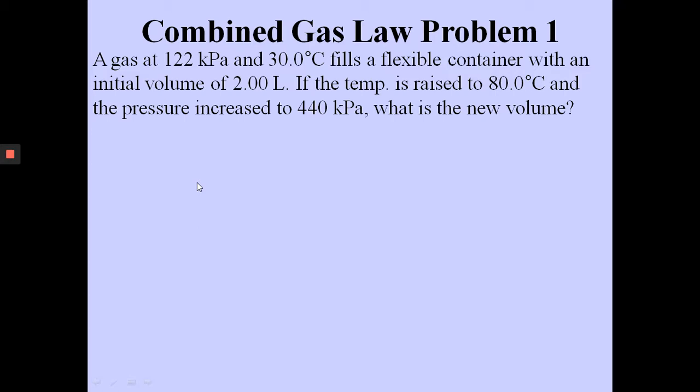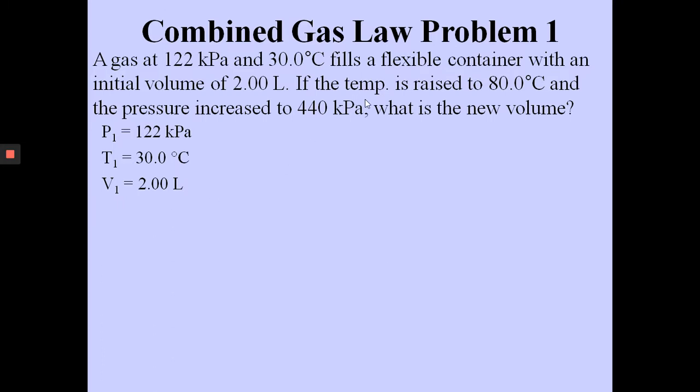So here's the first practice problem. A gas at 122 kilopascal and 30.0 Celsius fills up a flexible container with an initial volume of 2.00 liters. So I'm going to basically first write down my variables. Starting with the first one, the pressure: P1 is 122 kilopascal. And at this condition, the temperature is 30.0 Celsius. And the initial volume is 2.00 liters. So that is my V1.